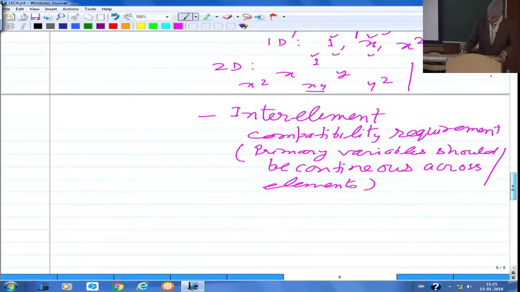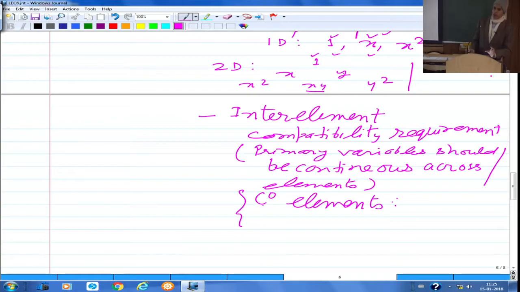And depending on the kind, if you require only field variables to be continuous across the elements, we refer to them as C0 elements. Within this there is a classification, where C superscript 0 represents continuity. So C0 elements means that only field variables are continuous across the elements. C0 means no derivatives are continuous, simply the variables. Here I am using FV for field variables. So field variables are continuous across elements.